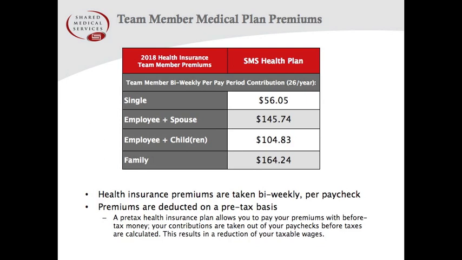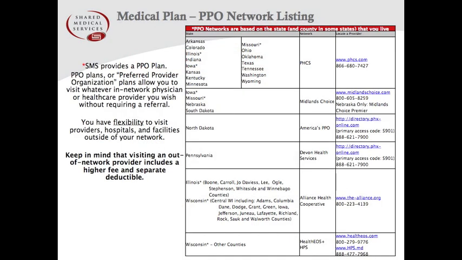Bi-weekly premium costs for the SMS health plan are listed here. Premiums are deducted each pay period on a pre-tax basis, up to 26 pay periods per year. This means that contributions are taken out of your paycheck before taxes are applied, and this results in a reduction of your taxable wages. As we discussed earlier, medical plans utilize networks. The name network comes from the large group of physicians, hospitals, and other healthcare providers that have agreed to provide medical services to a health insurance plan's members at discounted costs.